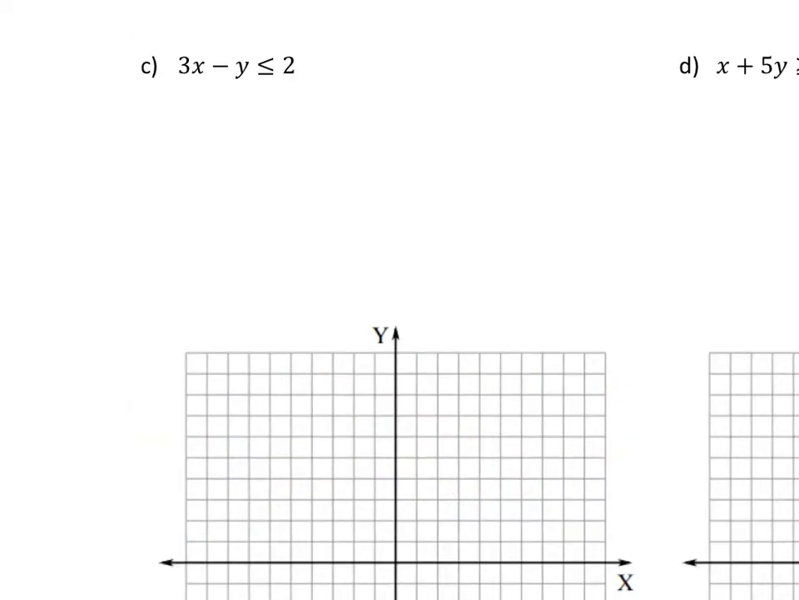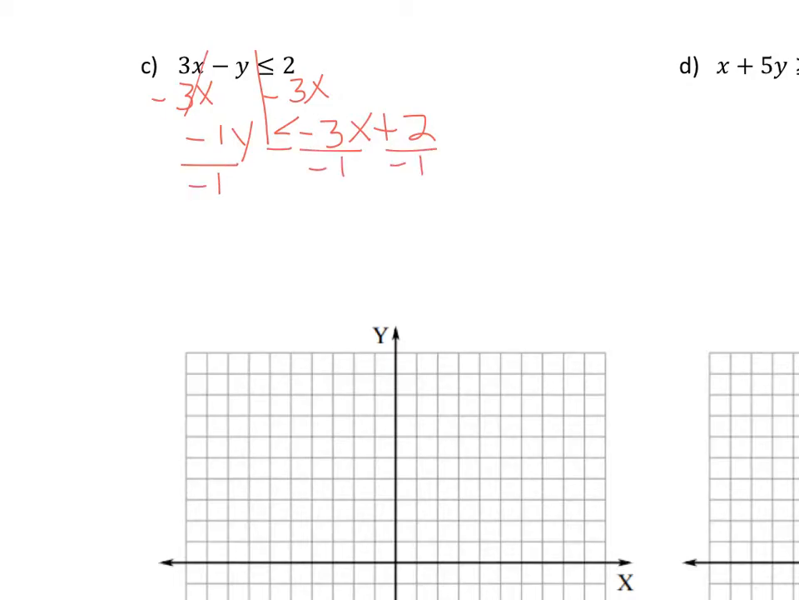Letter C, we need to get y by itself first. So let's subtract 3x from both sides. I have negative y, which again is negative 1y, less than or equal to negative 3x plus 2. You want to put that x term first so it's in slope-intercept form. You're going to divide everything by negative 1. Remember the sign flips because it's a negative that you're dividing by. Negative 3x divided by negative 1 is positive 3x. And 2 divided by negative 1 is negative 2.